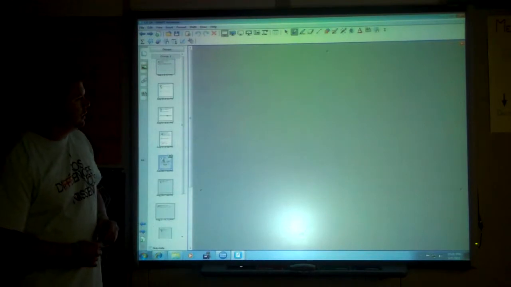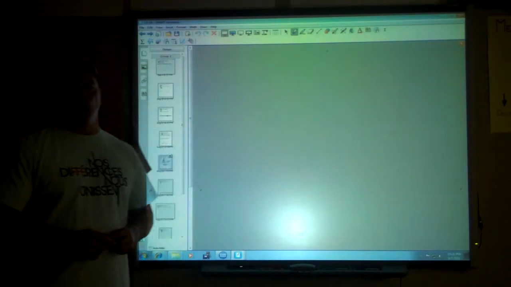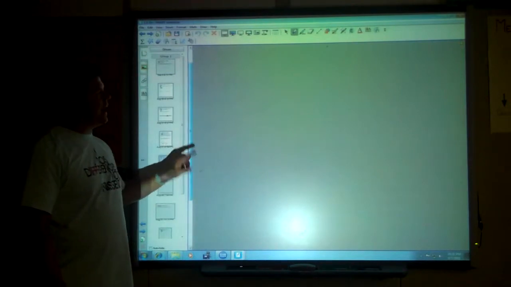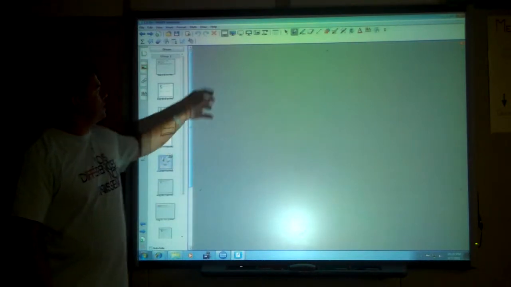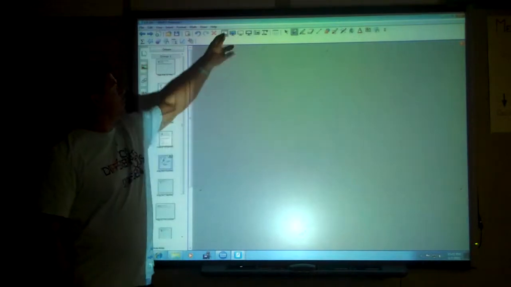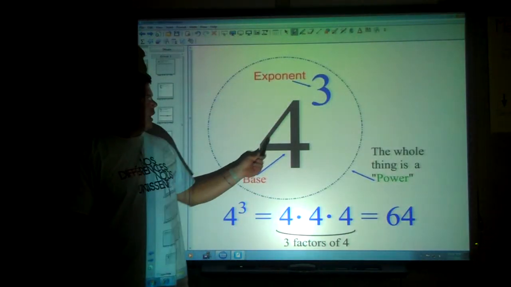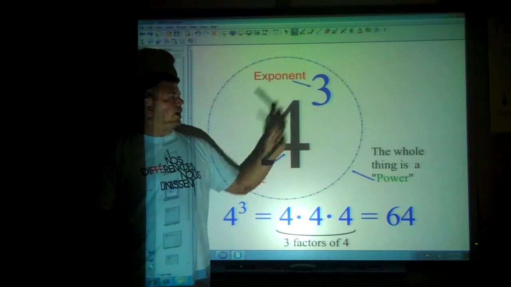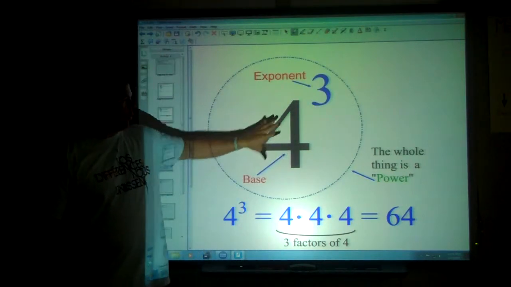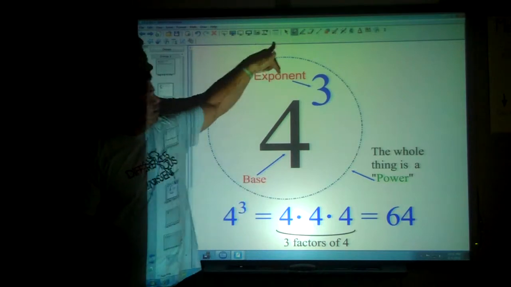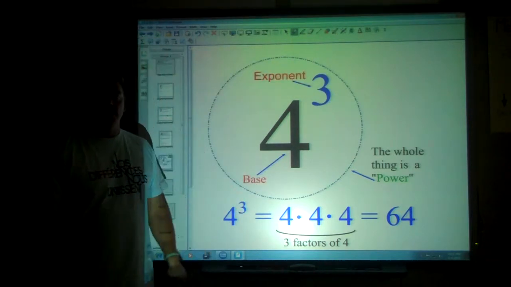Intro Algebra Lesson 1-2A. We're going to be speaking about powers and exponents. So to start with, I'm going to go over this diagram here. I've got a giant 4 and a smaller 3 to the top right of that. The giant 4 is what we refer to as a base number. The exponent is the smaller number that's up and to the right.